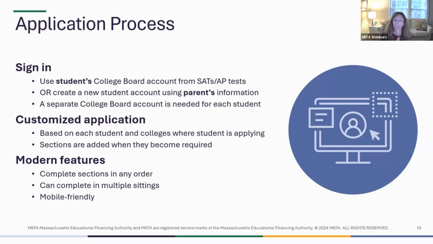The profile is customized, meaning that as you're answering the questions, it's going to give you questions that are relevant to you and take away questions that are not relevant to you, which is helpful. And then once you list the colleges where the student's applying, you might get some of those supplemental questions come in. There are some modern features in that you can complete the profile in any order. So maybe you start with one section and then you want to jump ahead and then you want to jump back. You can certainly do that.